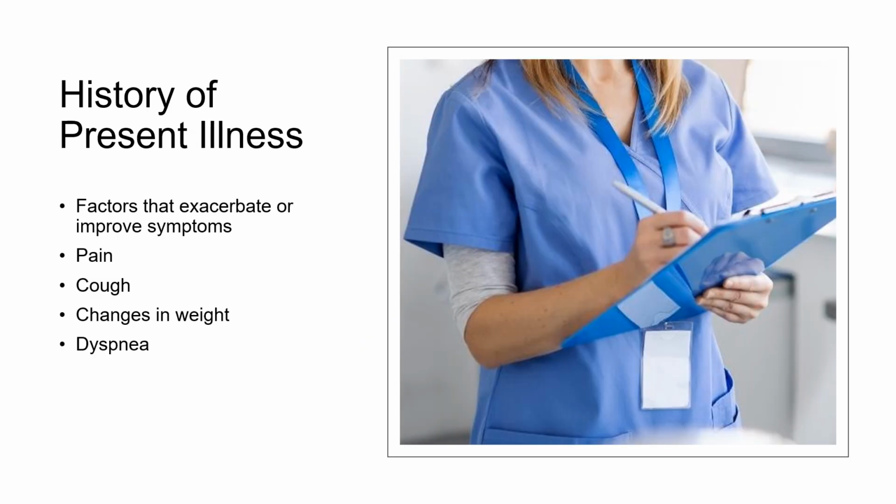Next is history of present illness. This is when a patient presents with some type of respiratory complaint. We need to make sure that we ask the right questions. First off are factors that exacerbate or improve symptoms.